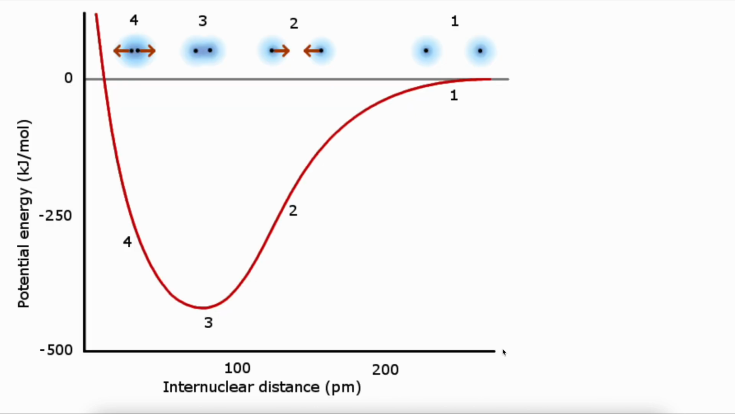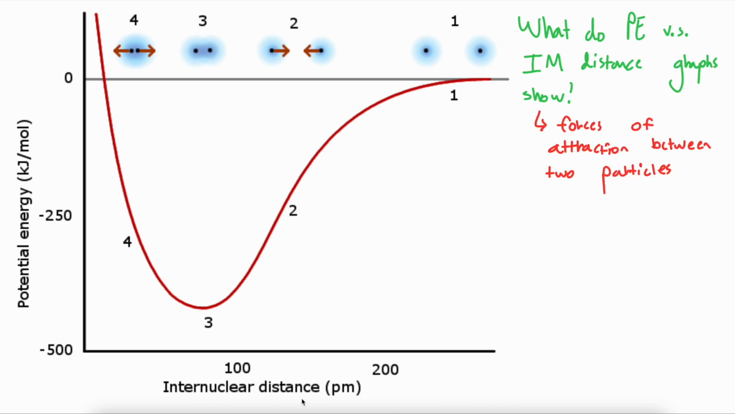Let's start with a very basic question. What do potential energy versus intermolecular distance graphs show? Simply, they portray the forces of attraction between two particles, which could be atoms or molecules, depending on the context. The x-axis of these graphs is the intermolecular distance between two molecules, oftentimes in picometers, though units may vary.